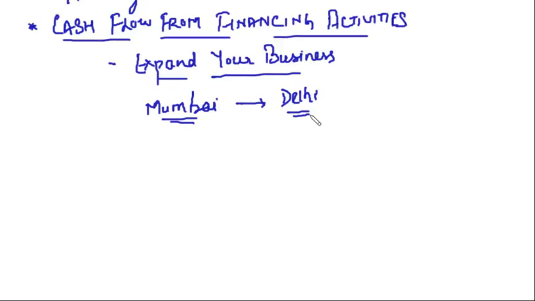Now, for this business expansion, for setting up an office in Delhi, you need approximately 5 crore rupees. And you checked your pocket, your bank balance, and you have only 1 crore with you as your own fund, but you need 5 crores. Now, how will you get the remaining 4 crores?